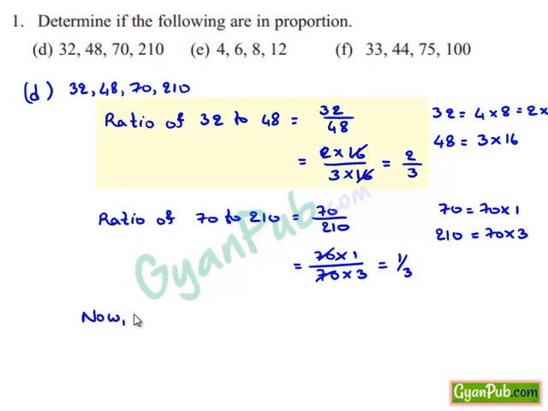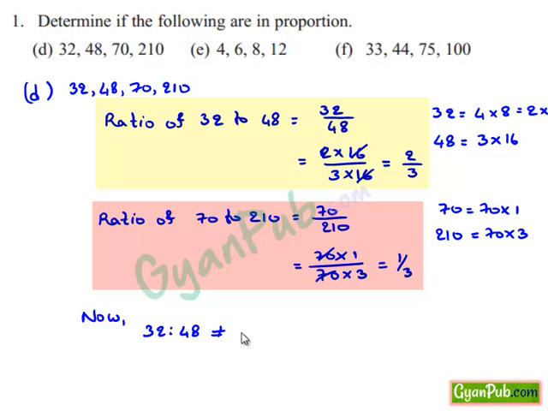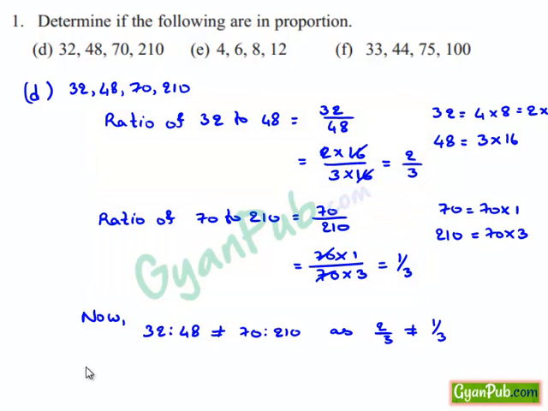Now from the above two ratios, we can observe that 32 is to 48 is not equal to 70 is to 210, as 2 upon 3 is not equal to 1 upon 3. Therefore 32, 48, 70, 210 are not in proportion.